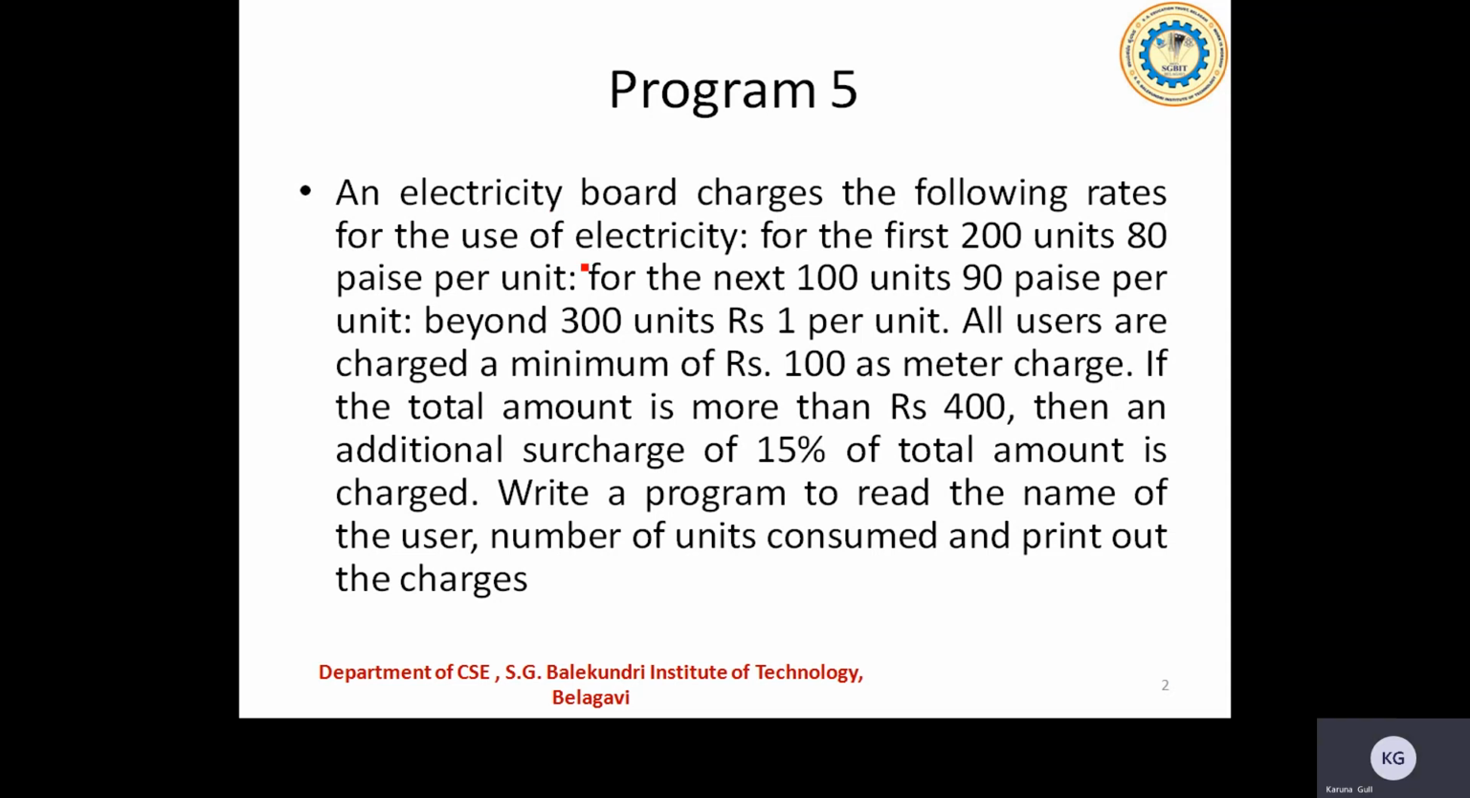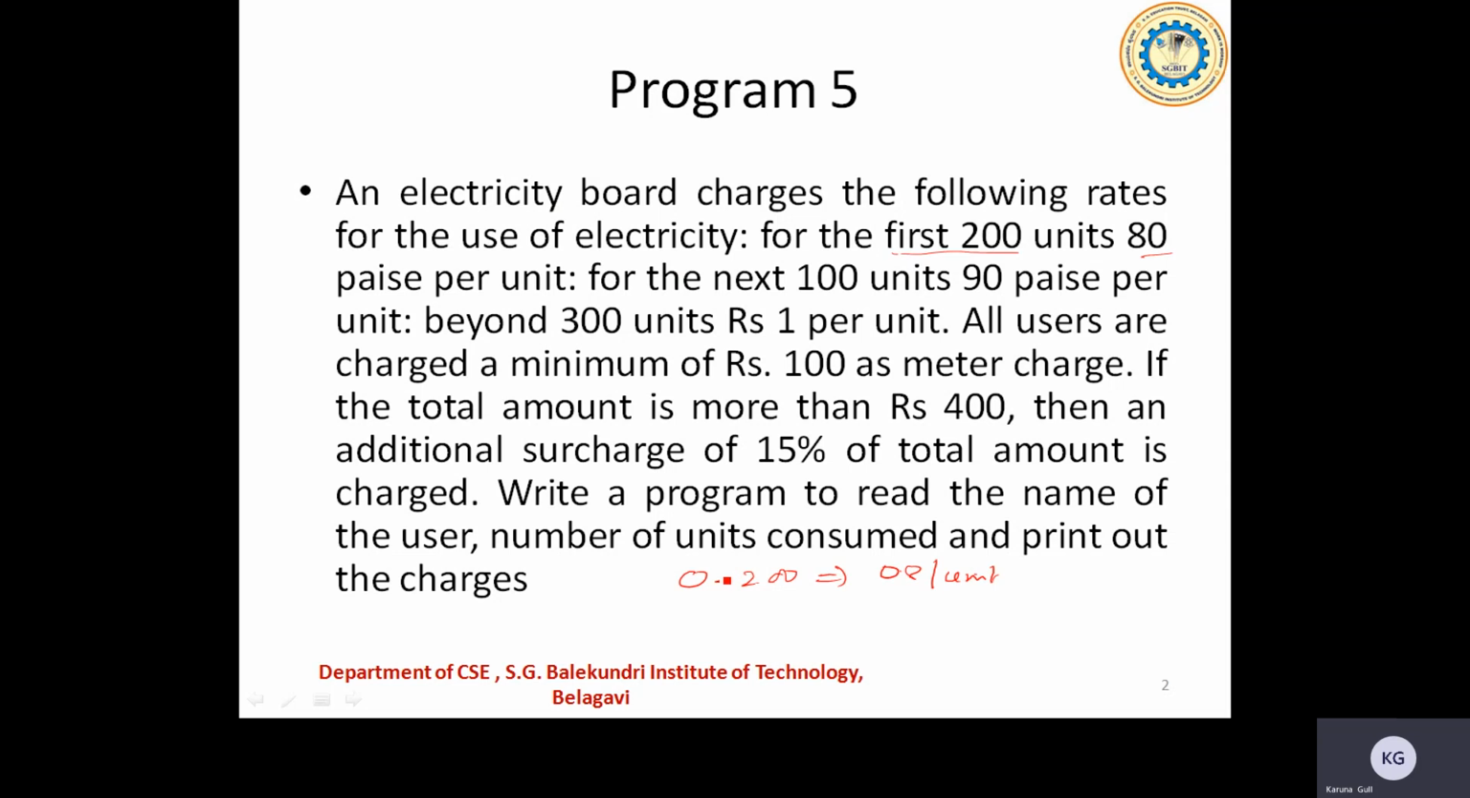So let's look into the problem statement before we proceed with writing either the algorithm or the program. We are supposed to calculate the electricity bill here. This is the consumption of the unit. For the first 200 units, it's 80 paisa per unit. So if you consume 0 to 200 units, you need to pay 0.8 rupee per unit, or 80 paisa per unit.